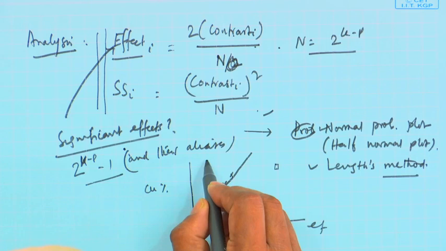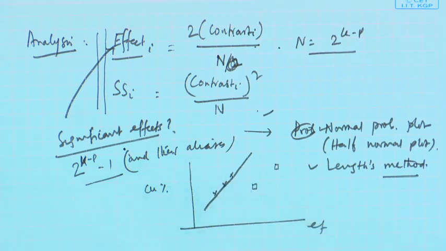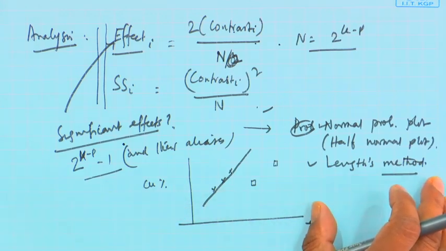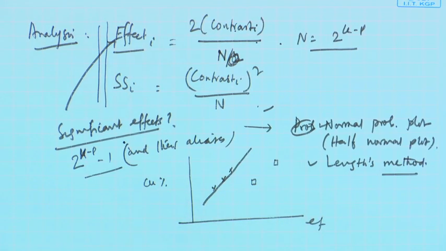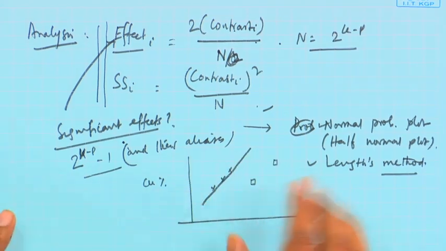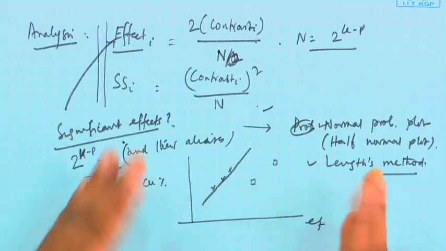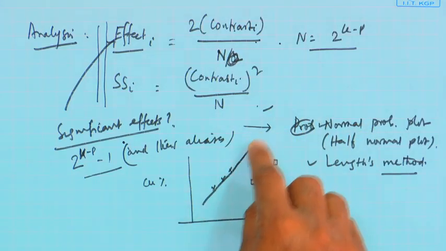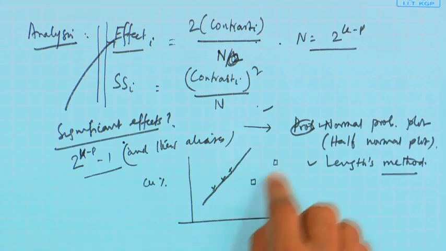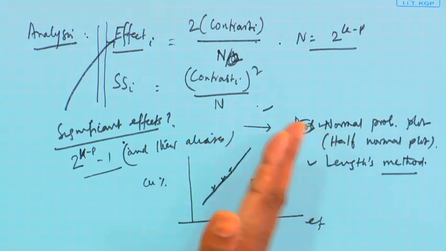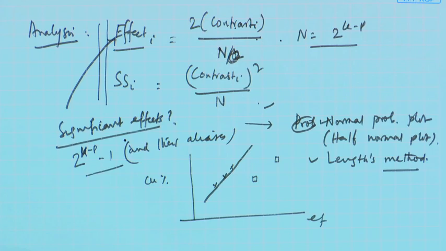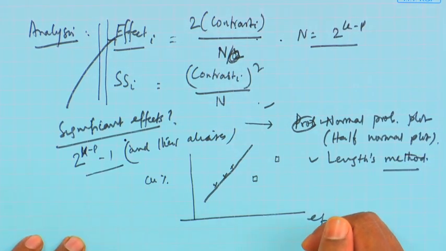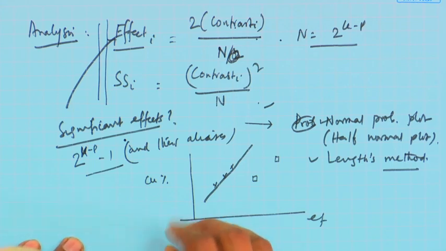There will be some effects here and there which may be significant. So, that is what is our normal probability plot. In the length method, this is basically subjective, because it depends on the graph. The only thing we are saying is that the effects which are away from the straight line are significant. But the length method will give you an objective assessment.